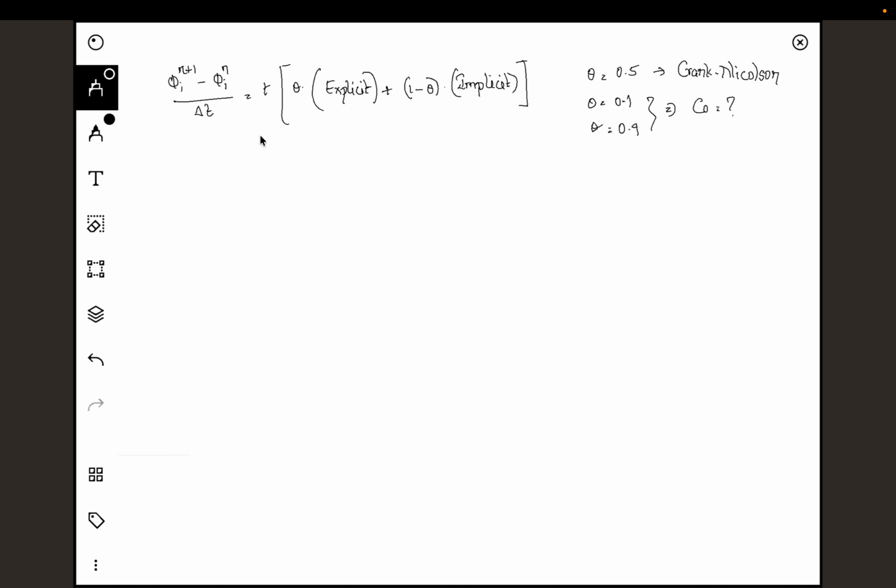Ideally, we would expect that as theta tends to 1, it should become more and more explicit. So it should become a conditionally stable one, where the Courant number should be less than or equal to 0.5. And as we go more and more towards the implicit, in other words as theta goes to 0, we would expect the stability criteria to be unconditionally stable. So what would happen for any other value intermediate between them? Let's say 0.1 or 0.9, what would happen?